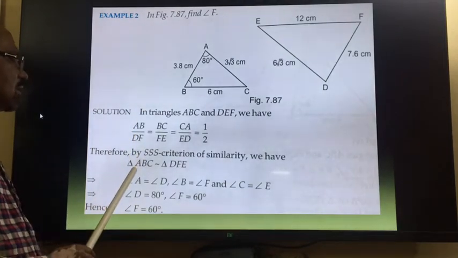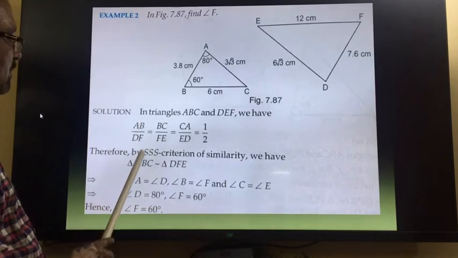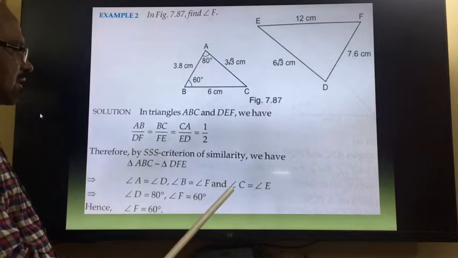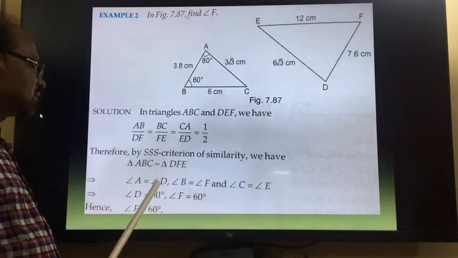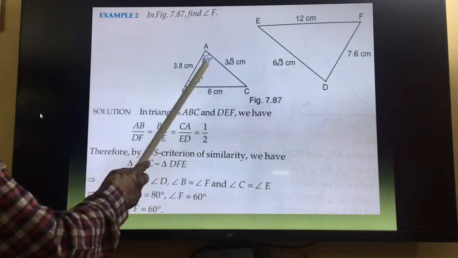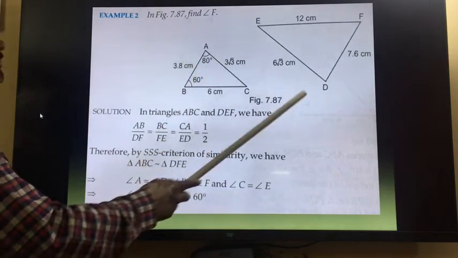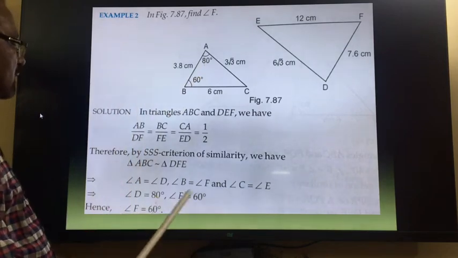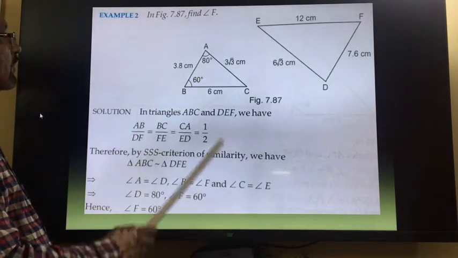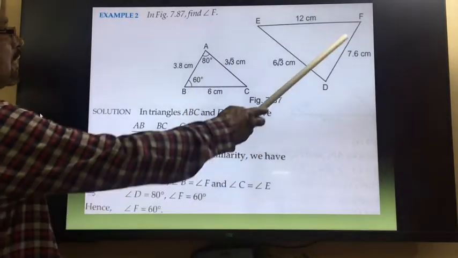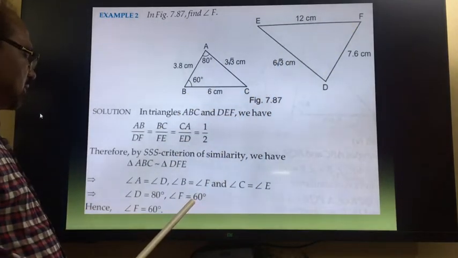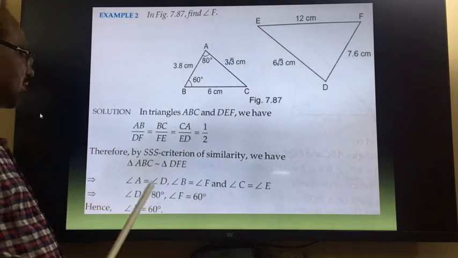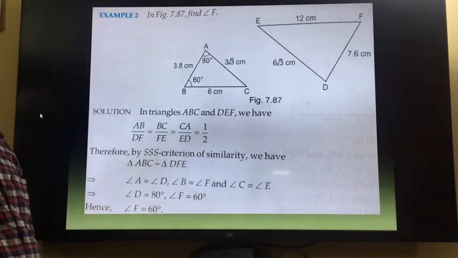So in this particular question, because the sides are proportional, we can say triangles are similar, and if triangles are similar, then we can say their corresponding angles are equal. So here corresponding angles will be equal. Here angle D is equal to angle A, so it will be 80, and angle B is equal to angle F. Angle B is 60, so angle F will be 60. So in this way, after comparing these angles, we will get angle F is equal to 60.